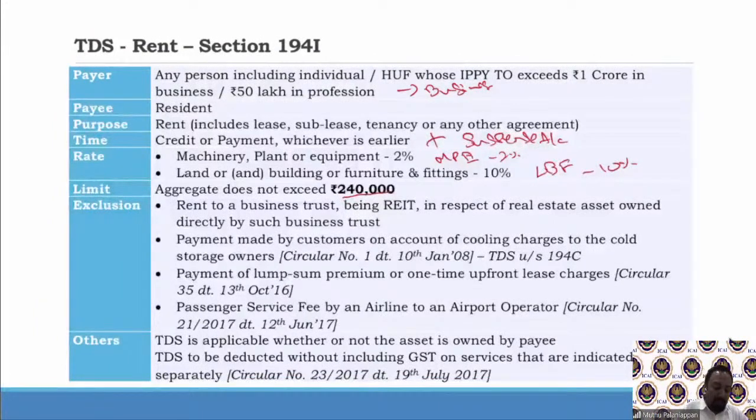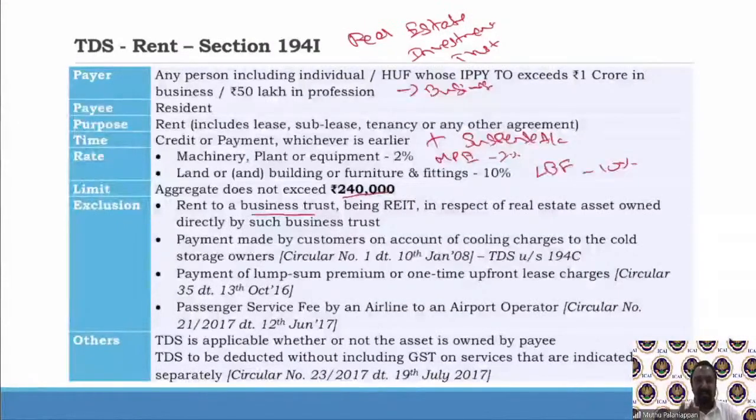So what are the exclusions? The rent to a business trust, being a REIT. What is REIT? It is Real Estate Investment Trust. For the time being, you will understand this in Final. Just understand REIT is a trust which is in the activity of renting properties, dealing in real estate. So if rent is being paid to a REIT in respect of real estate owned by such trust, then TDS need not be deducted. Whatever is being paid to the REIT is not tax deductible.